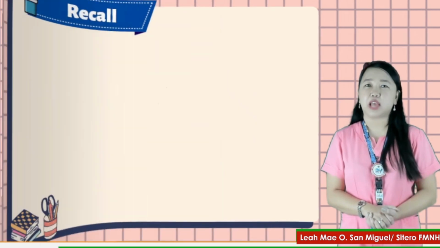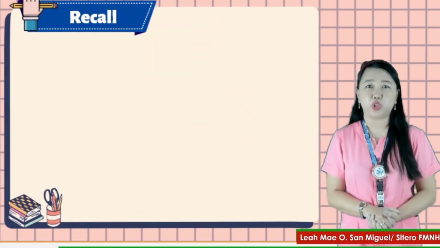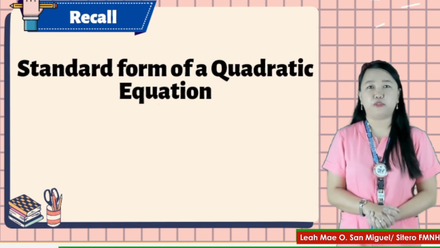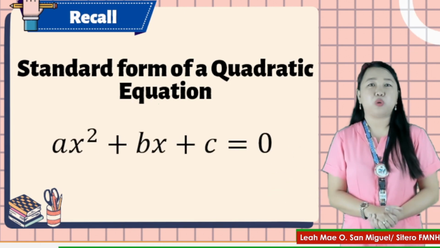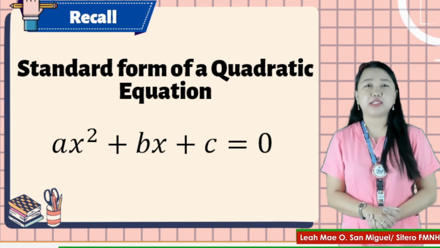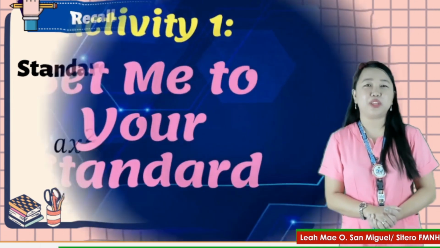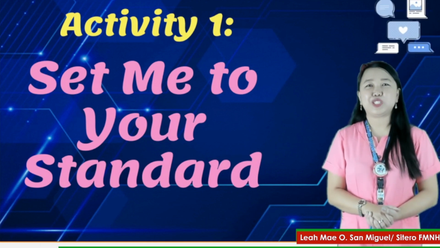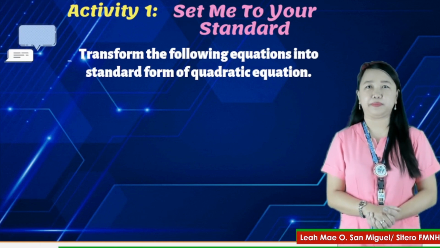In our previous discussion, your classroom discussion teacher and live streaming teacher taught you the standard form of quadratic equation. This is written in the form ax squared plus bx plus c is equal to 0, where a, b, and c are set of real numbers and a is not equal to 0. Now, let us start the new lesson with this activity entitled Set Me to Your Standard. Transform the following equations into standard form of quadratic equation.